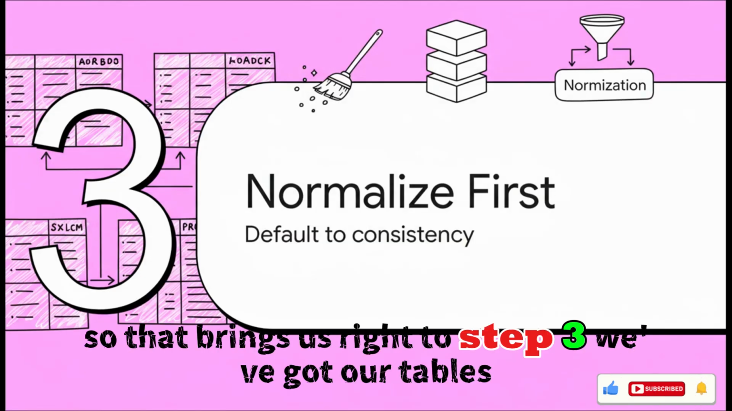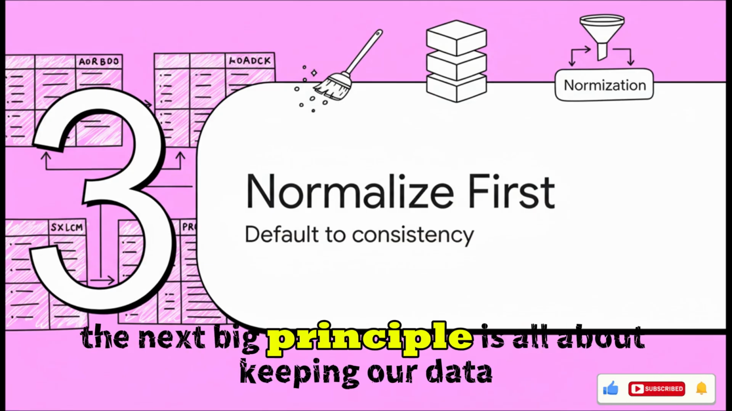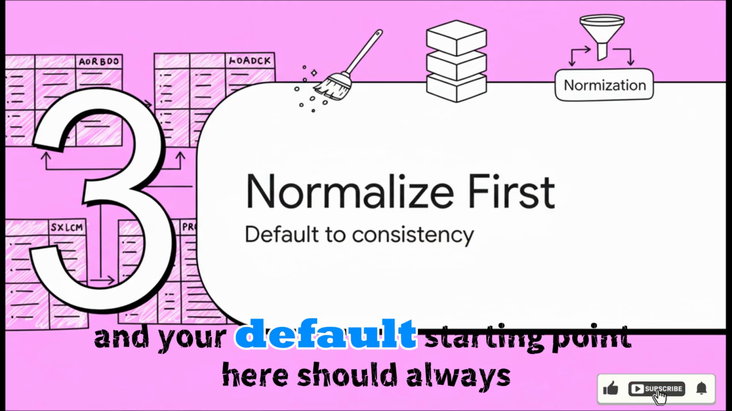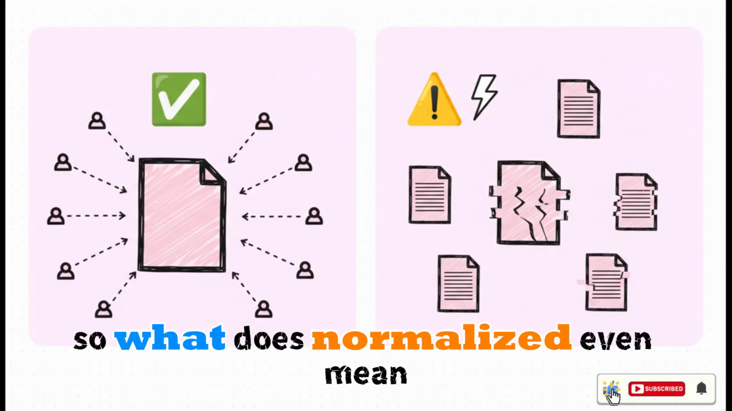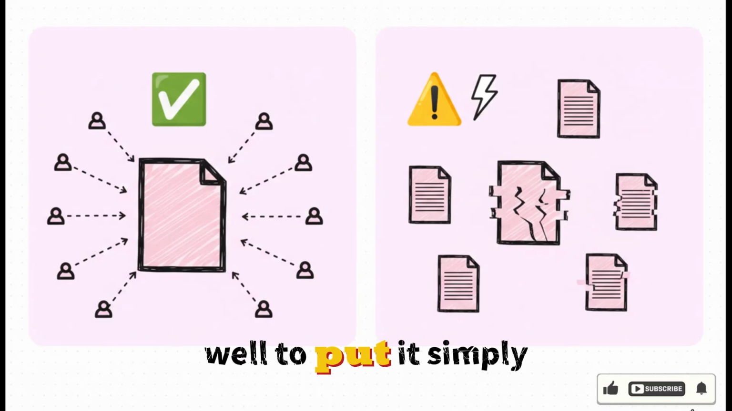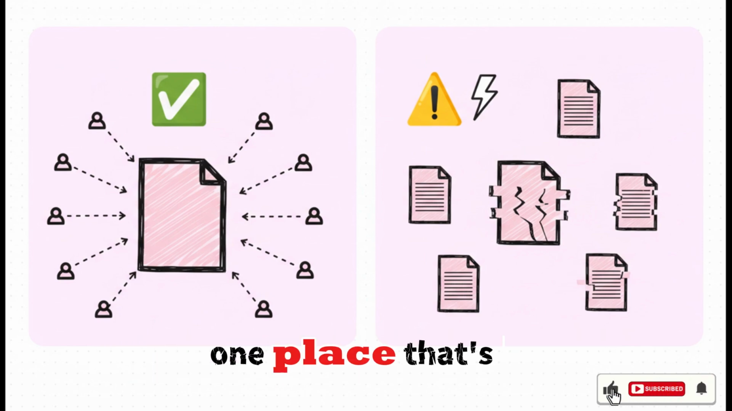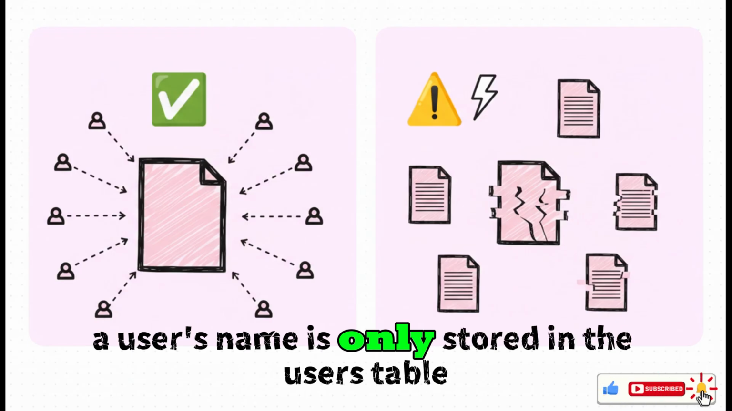Okay, so that brings us right to step three. We've got our tables, we've got our relationships defined. The next big principle is all about keeping our data clean and consistent. And your default starting point here should always be a normalized model. So what does normalized even mean? Well, to put it simply, it means you store each piece of information in exactly one place. That's it. For example, a user's name is only stored in the users table.